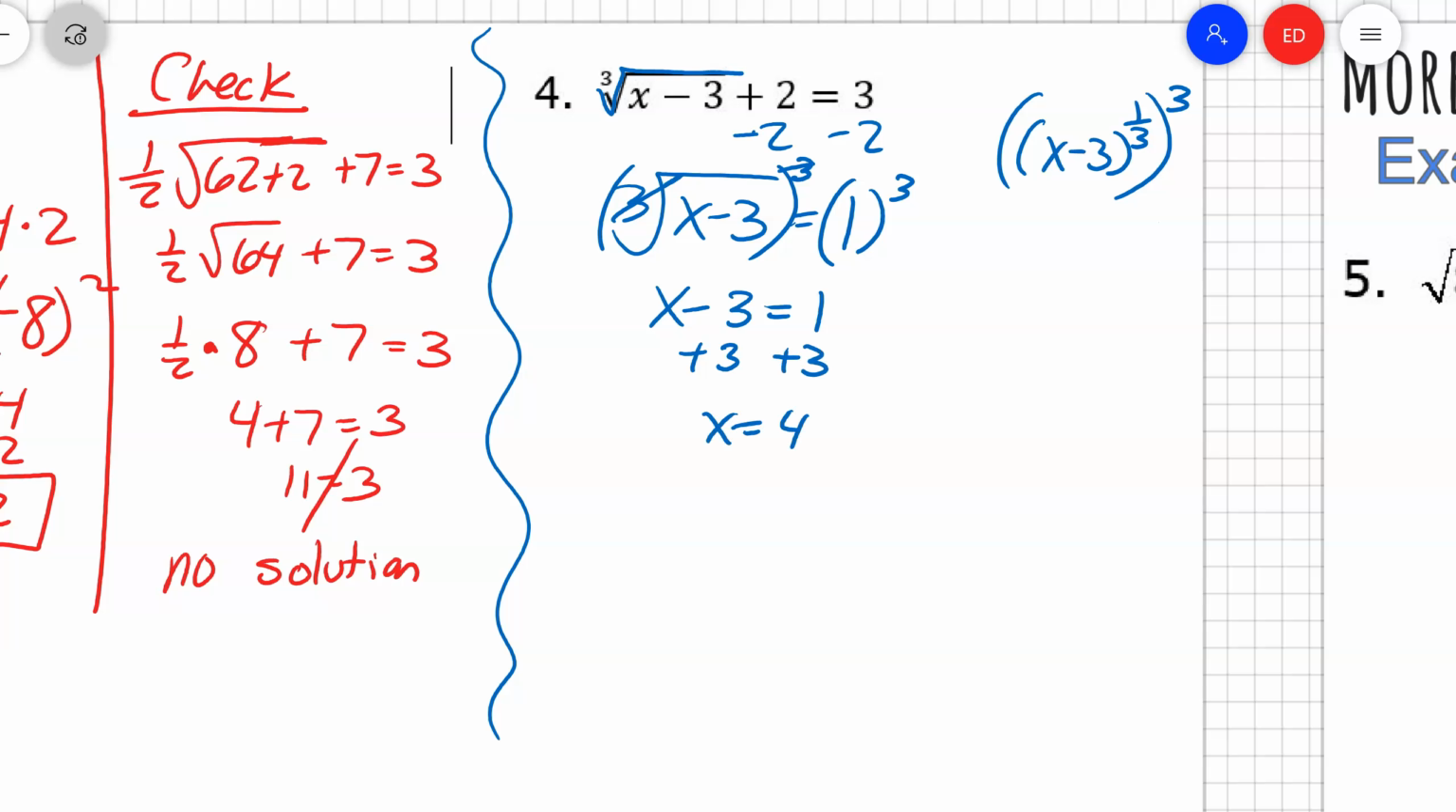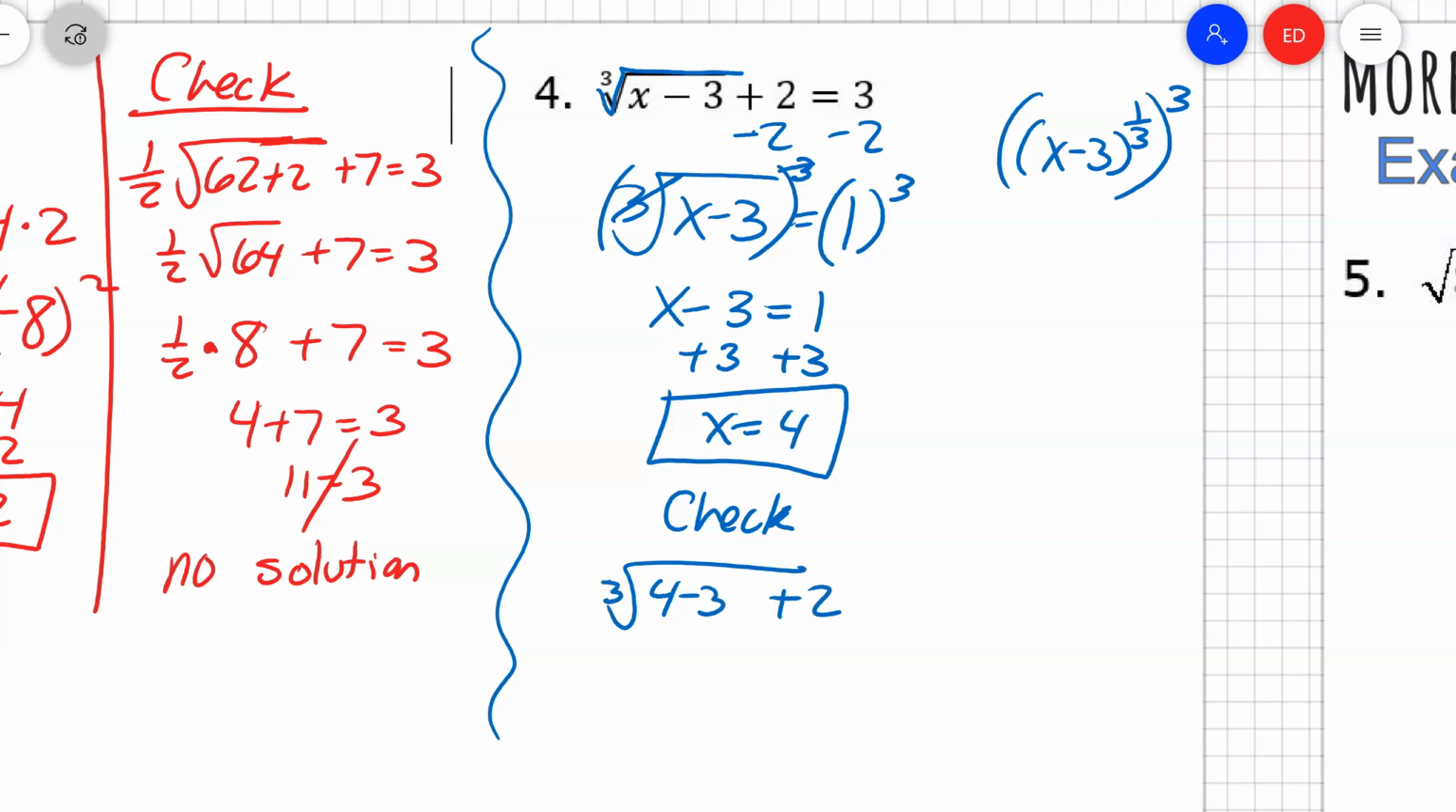X equals 4. In class, I would be like, hey, I'm done, right? Yep, cool. No, you need to double check. So check your work always. Now, we're going to go ahead and put 4 in the cube root, which is going to end up giving us the cube root of 4 minus 3, plus 2, equals 3. So we're going to go ahead and simplify life.